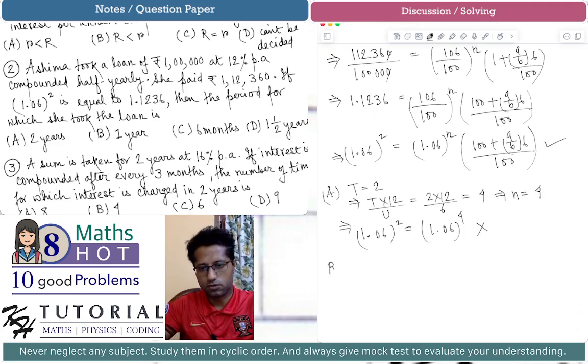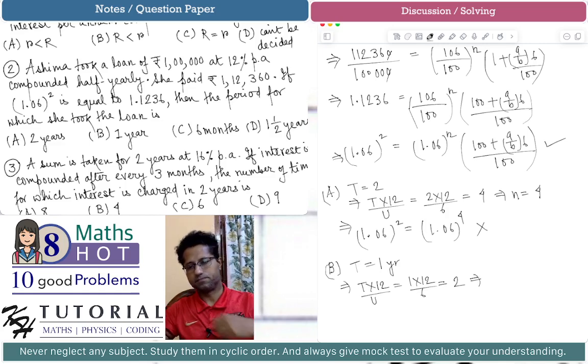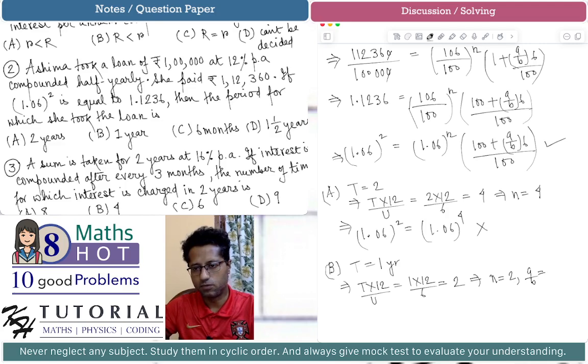So let's see choice B. T is equal to 1 year. So this will imply t multiplied by 12 divided by u is equal to 1 multiplied by 12 divided by 6, which is equal to 2. So this will imply that n is equal to 2 and the fraction part a by b is equal to 0.